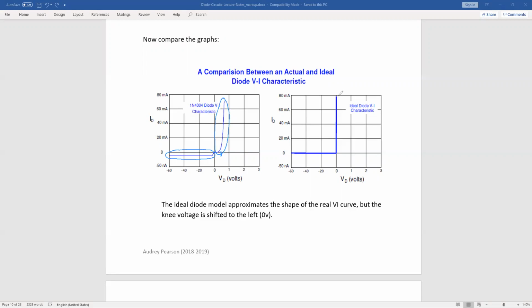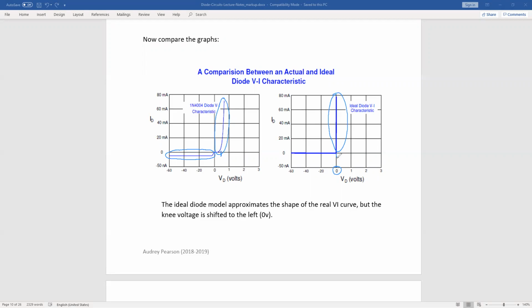When we have a closed switch, we have 0 volts across it. So that's our forward bias model for the diode. This is our closed switch. We can have basically any current flowing through it, but we have 0 volts across it. So that's why we have this at 0 volts, but we can have any current value.